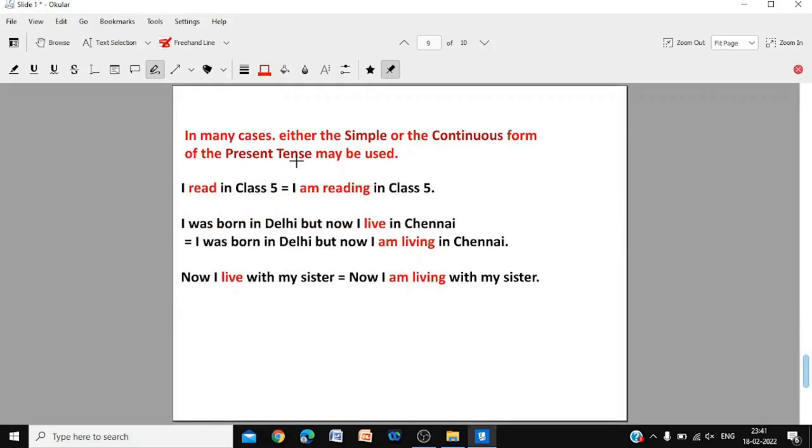In many cases, either the simple or the continuous form can be used. I read in class 5 and I am reading in class 5 both mean the same thing. I was born in Delhi but now I live in Chennai. You can also say I was born in Delhi but now I am living in Chennai. Both will mean the same thing. Now I live with my sister, or now I am living with my sister. In some cases, the simple or indefinite tense and the continuous or progressive tense either can be used and both would have the same meaning.